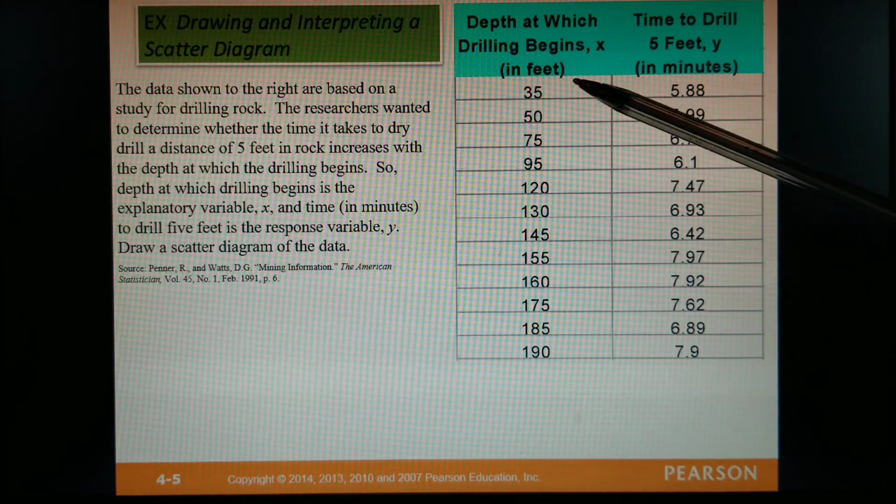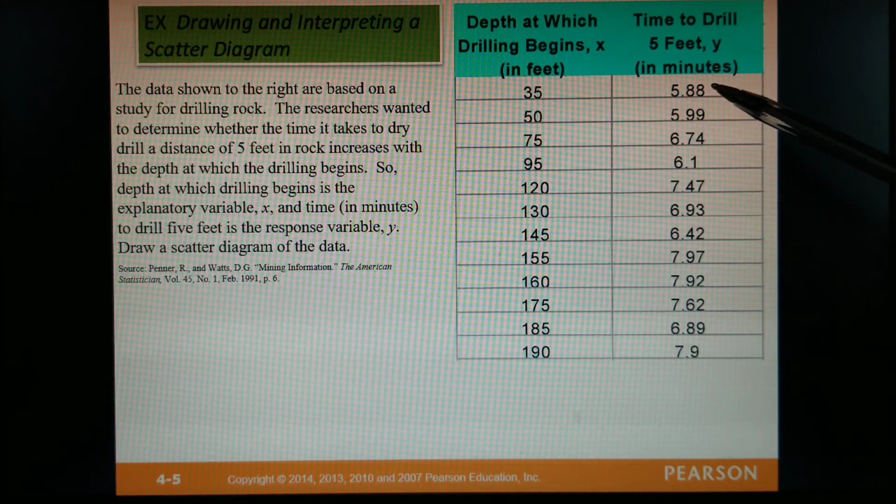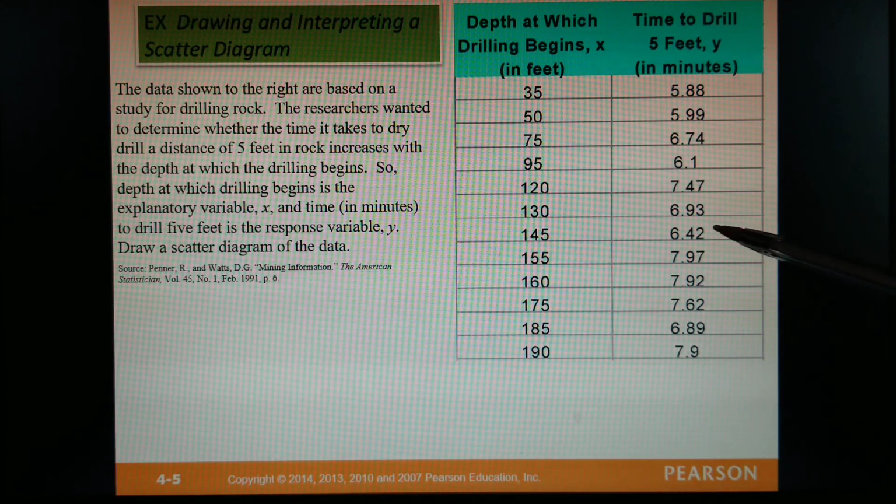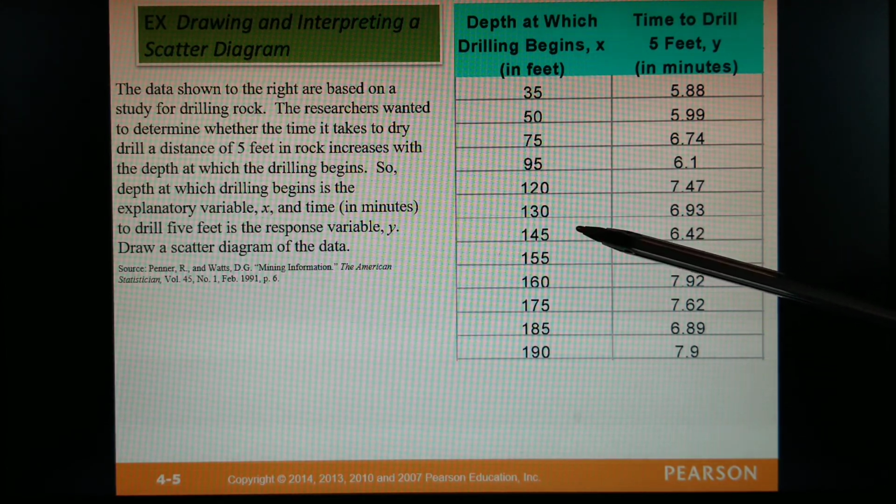So if I'm at 35 feet below the surface, it's going to take me 5.88 minutes to drill an additional 5 feet. And like this one, it's going to take me 6.42 minutes to drill an additional 5 feet if I start drilling at 145 feet.